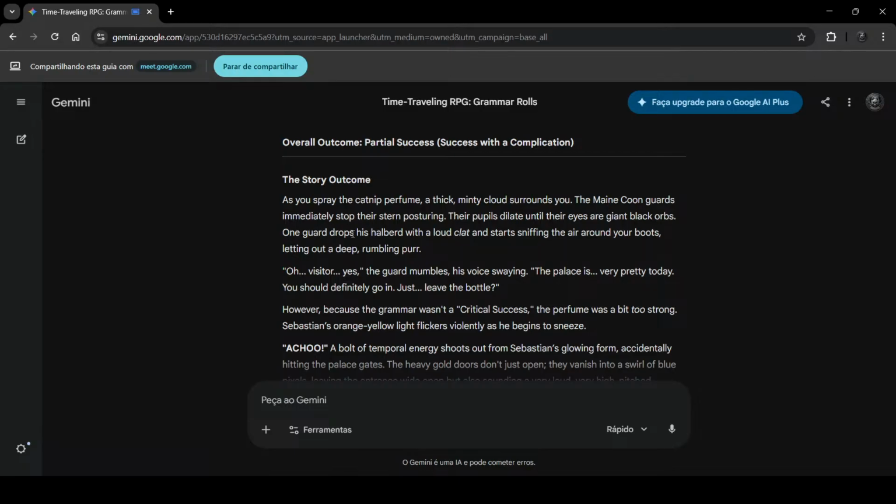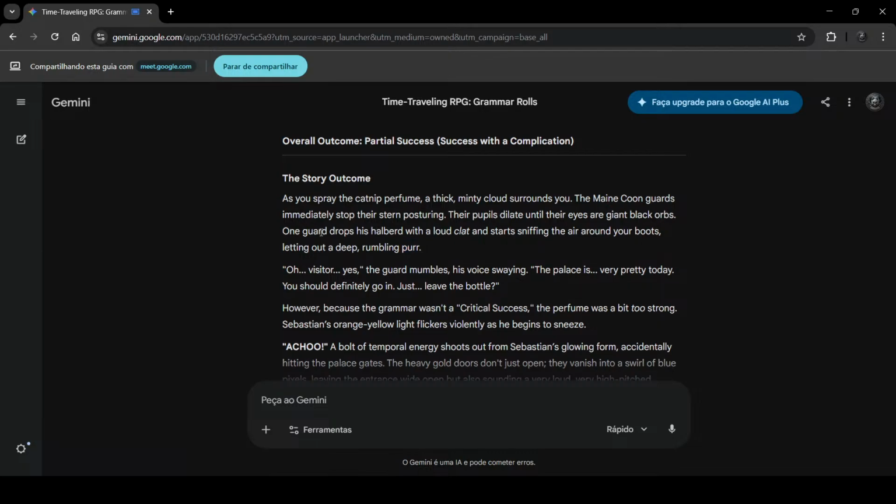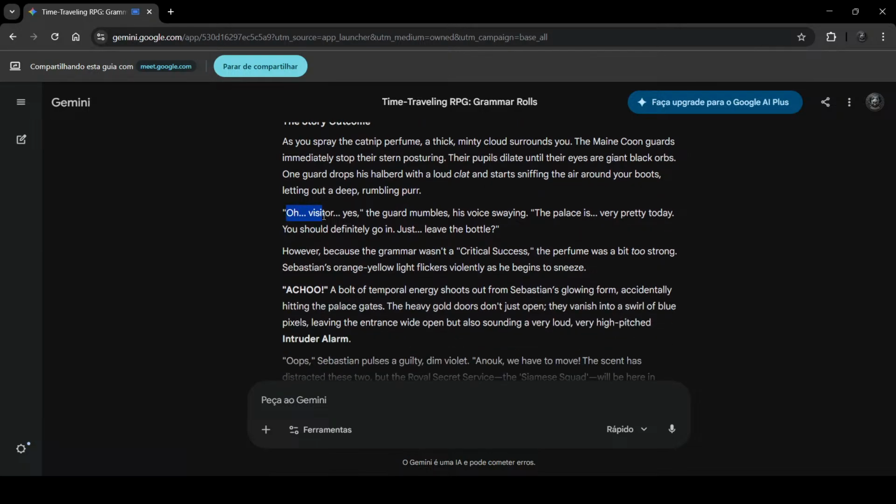One guard drops his halberd with a loud clang, on the floor probably, right? And starts sniffing the air around your boots, letting out a deep rumbling purr. And cats are happy, right? They purr. "Oh, visitor. Yes," the guard mumbles, his voice swaying.